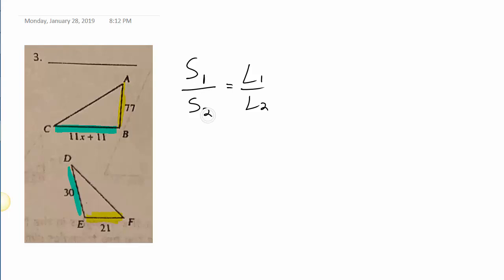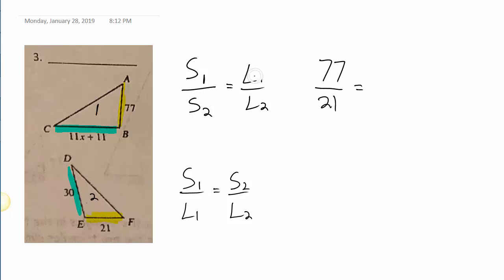So short of the first to short of the second, long of the first to long of the second. Alternatively, you can do it differently: short of the first to long of the first, compared to short of the second to long of the second. I'm going to consider this the first triangle and this the second triangle. Short of the first would be 77, and that goes here. Then compare that to short of the second, which is 21. To finish off the proportion, I do long of the first, the 11x plus 11, over the long of the second, which is 30.